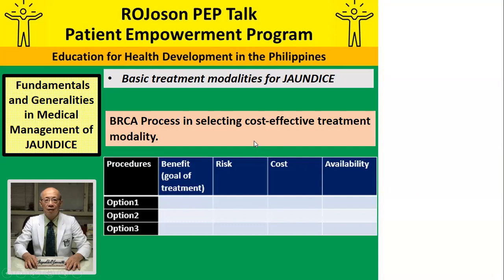So this is an example of the BRCA process, a table showing the BRCA process in selecting the cost-effective treatment modalities. As I said, there are a lot of options present in the treatment of a particular disease, and the choice will be made after analyzing these four: benefit, risk, cost, availability.